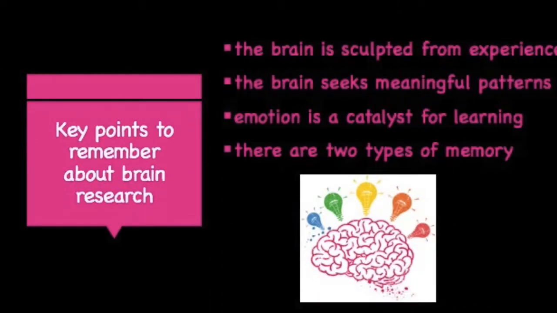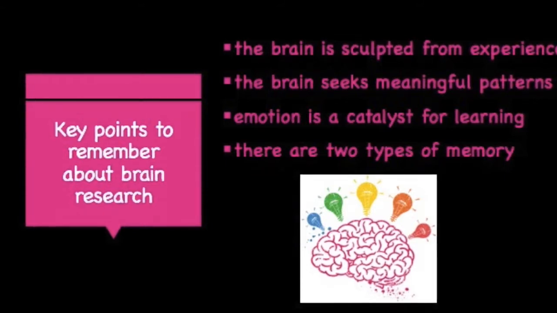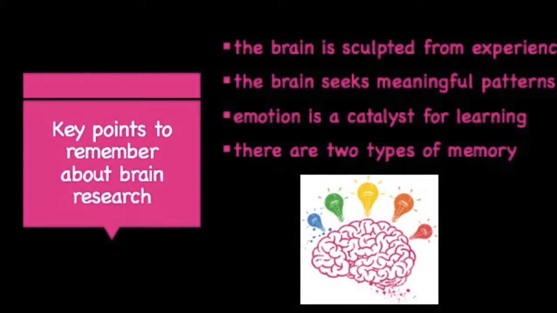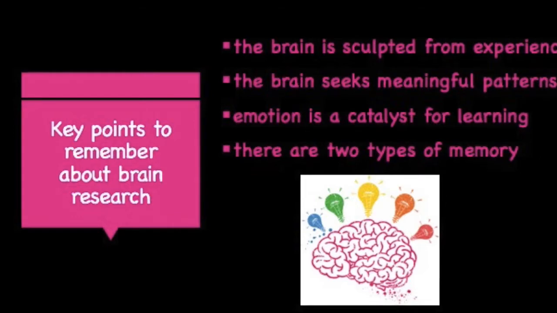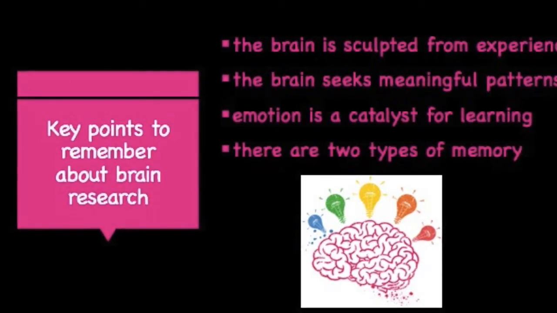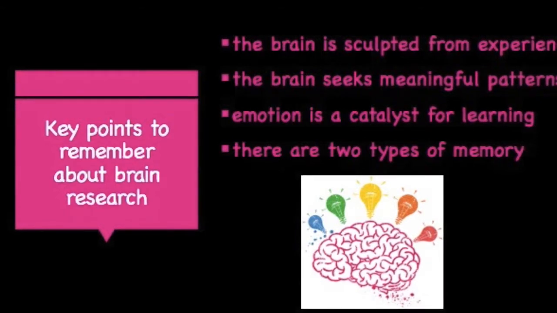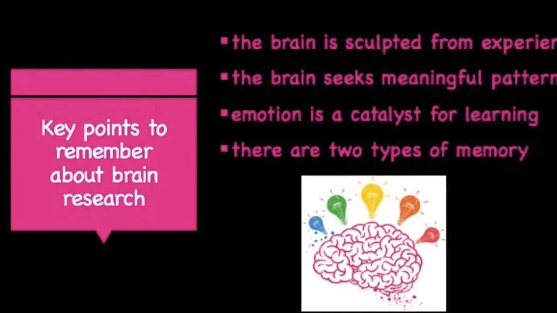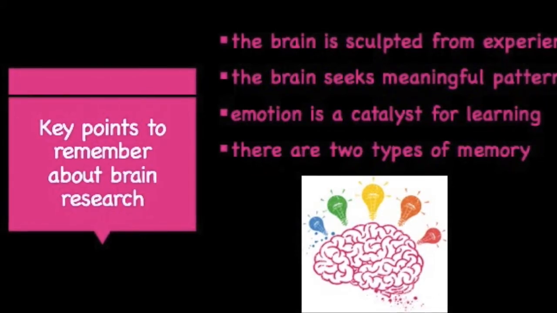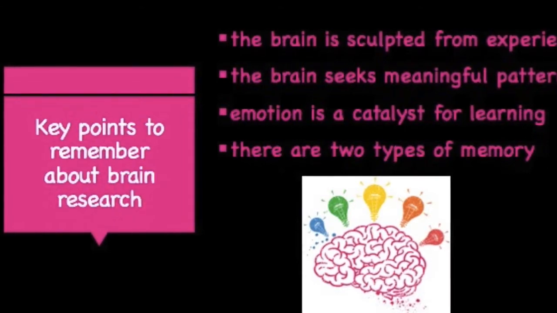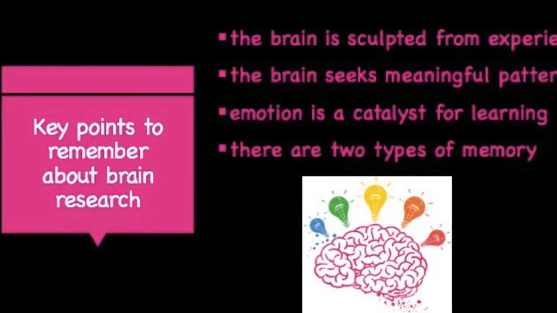Brain research, we know, is pivotal to learning. So educators must understand how and why the brain works so that they are best able to facilitate and support student learning. We know that there are 4 key principles to brain research. The idea is that the brain is sculpted from experience, the brain seeks meaningful patterns, emotion is a catalyst for learning, and that there are 2 types of memory. So these 4 key principles can assist us as educators in changing the way that we approach learning.